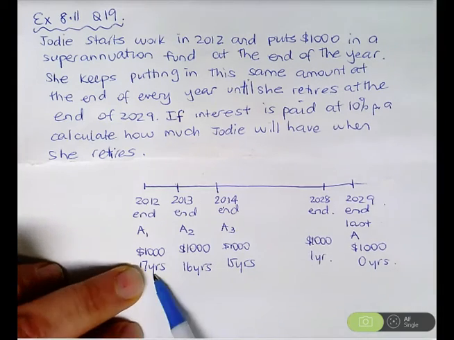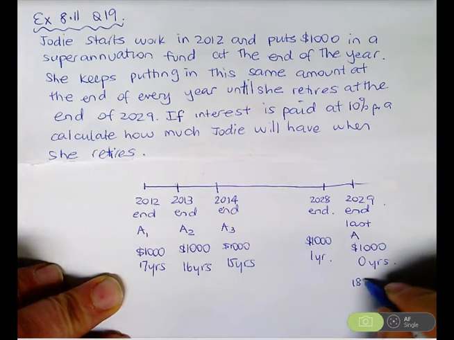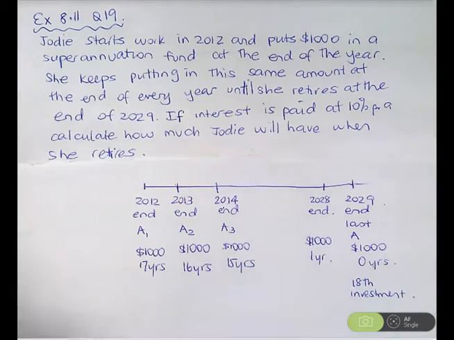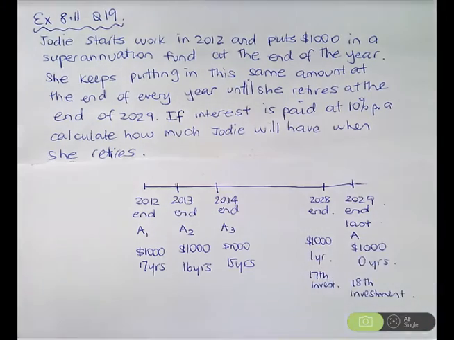Now 1 to 17 is 17 numbers plus this one. This is actually my 18th investment here. The first investment is 17 years, and this will be my 17th investment. That stays in for 1 year only from there to there. My last investment stays in for 0 years.